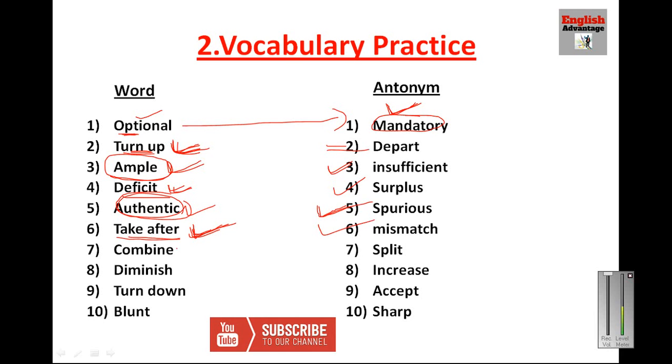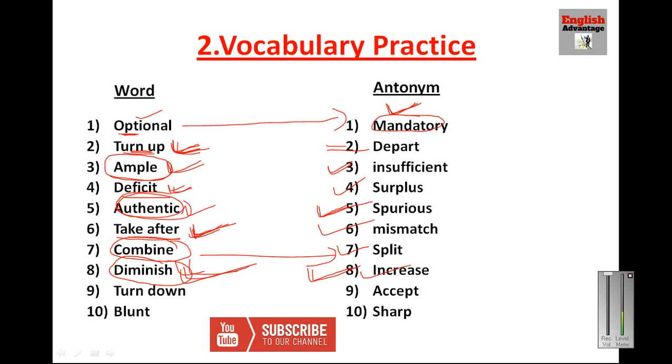Combine means to join two things. Split, to break two things. So this will be the antonym of this word. Diminish is a very important word. Diminish means something is dwindling, something is decreasing. So this is what this word means. At the same time, increase. There is one more word I am going to tell you for increase, that is augment, A-U-G-M-E-N-T. Augment also means increase.